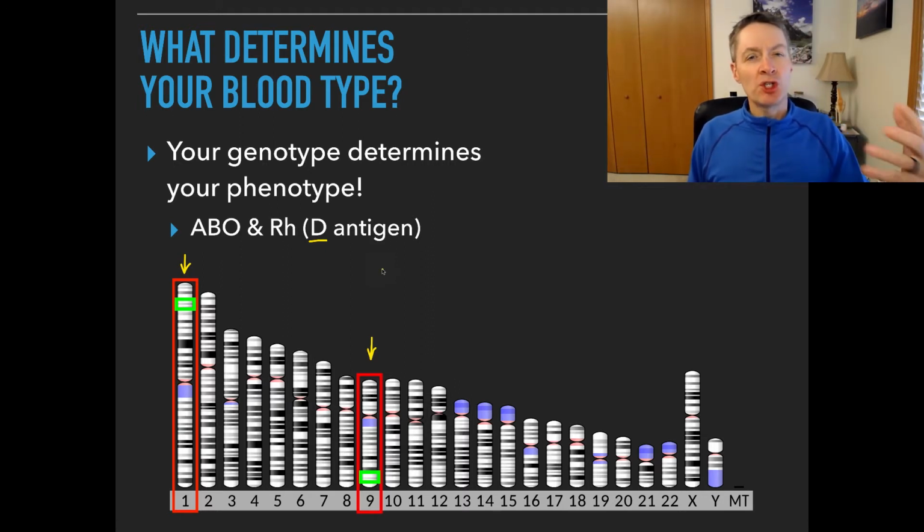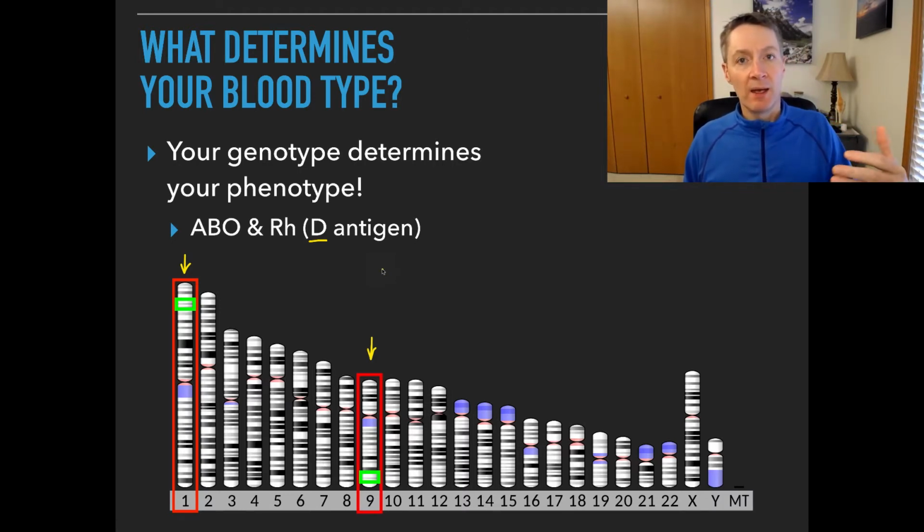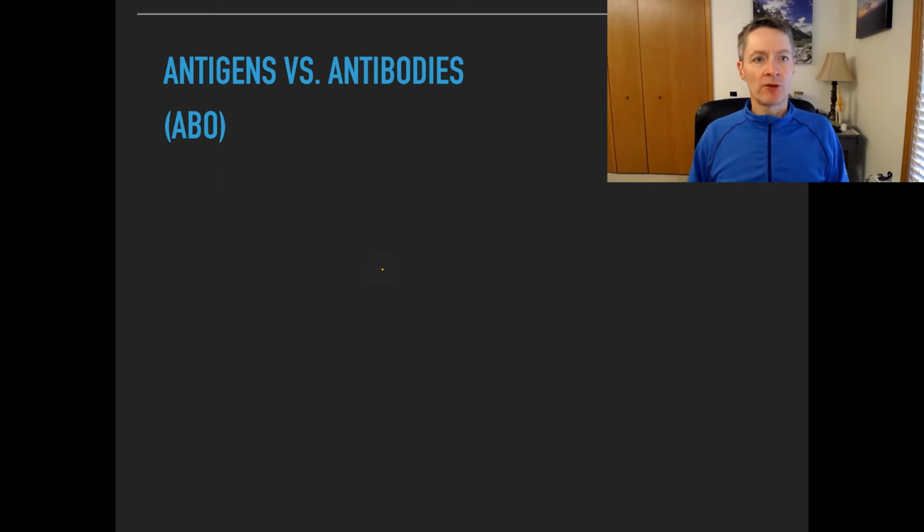You're not going to change somebody's blood type easily, right? You would have to change their genes, okay? So we're talking about a location where we might have an A or a B antigen coded for, and another location where we might have an Rh factor or a D antigen coded for. And these antigens, these uniquely shaped molecules, exist on the surface of red blood cells. All right. So, a little bit about antigens versus antibodies.